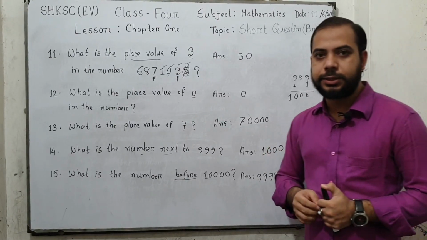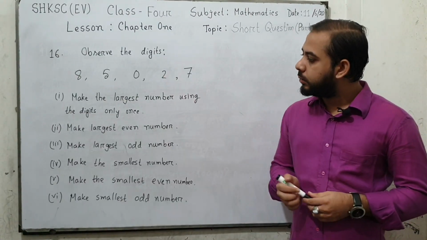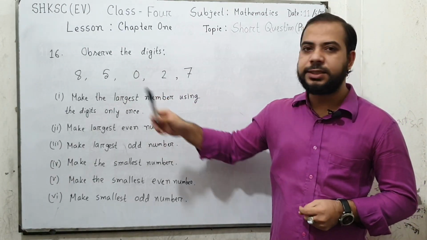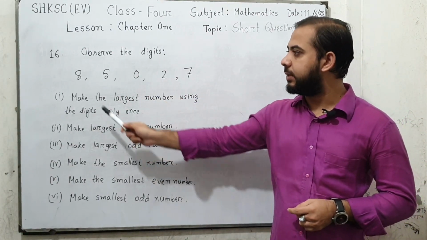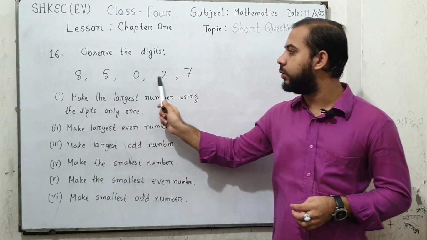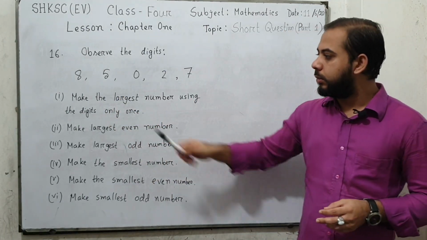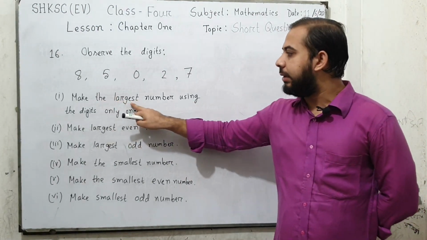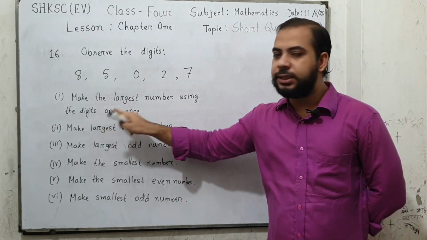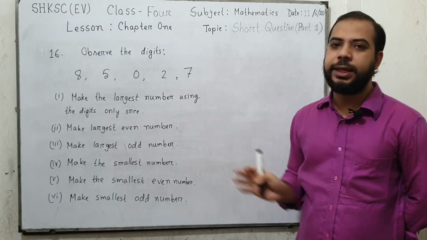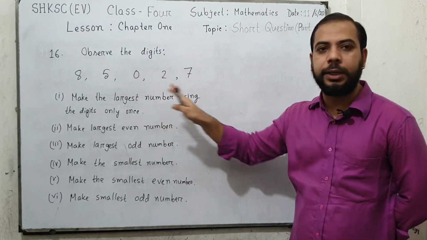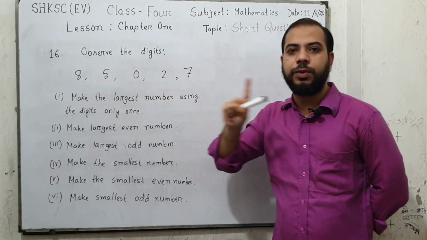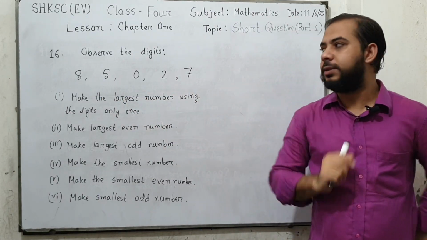Okay, let's move on to the next question. There are 20 questions in one, that is question number 16. At first observe the digits. There are some digits: 8, 5, 0, 2, 7. Now there are some questions. The first question says make the largest number using the digits only once. That is, we have to make a number which will be the largest among them, and we can use each digit only once.